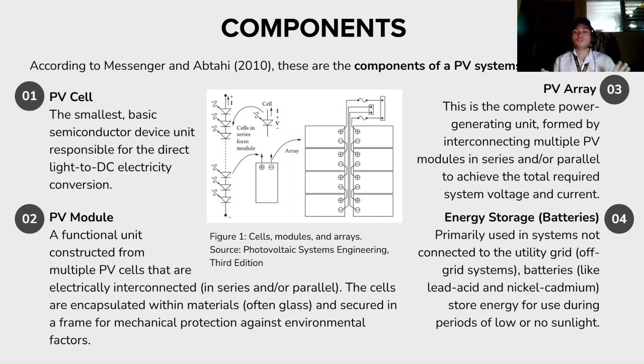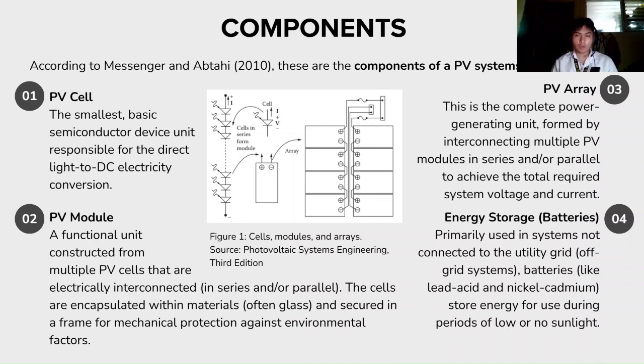Now for energy storage, primarily used in a system not connected to the utility grid, batteries store energy for use during periods of low or no sunlight. So for example, in this calculator, since there's no sunlight in my room, this solar cell cannot produce electricity, but rather the job is now for the battery behind this one. This battery is providing electricity to this calculator to perform simple actions.